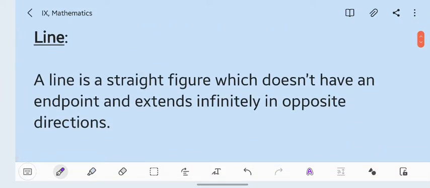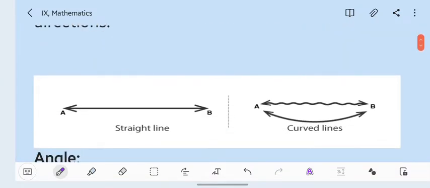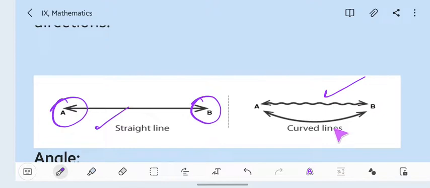A line is a straight figure which does not have an endpoint and extends infinitely in opposite directions. Look at the figure here. This is a figure of a line. These two arrows indicate that one arrow to the right is going endlessly, or infinitely, to the right, and one arrow to the left goes infinitely to the left. And the second one is a curved line. This is a curved line.